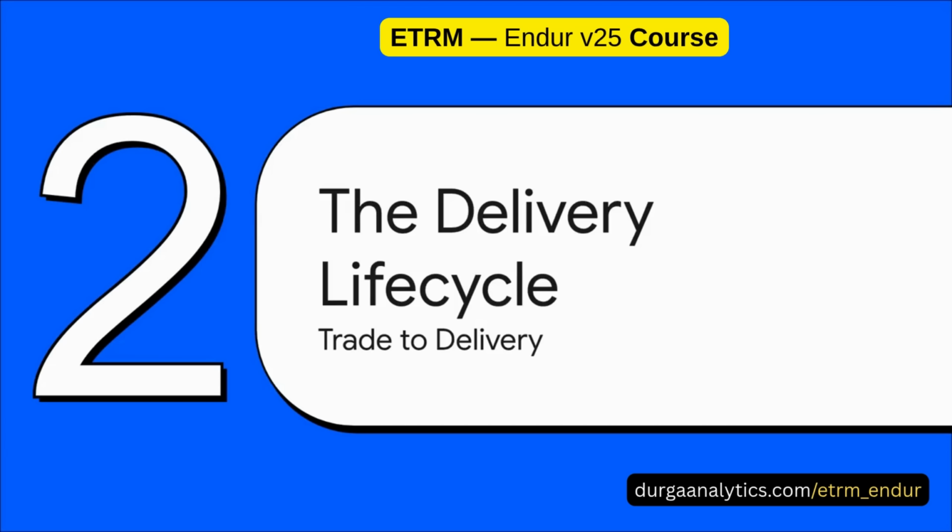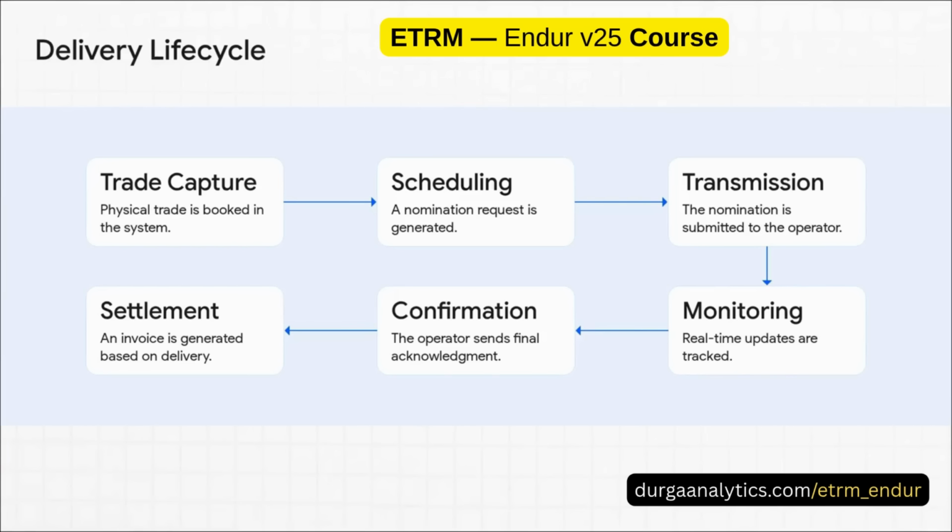Okay, so now that we have the concept down, let's see how this plays out inside OpenLink Endur. And I want to be clear, this isn't just a click of a button. It's a full-blown life cycle with very distinct stages. So a physical trade in Endur goes on a journey. A 6-step journey, to be exact.